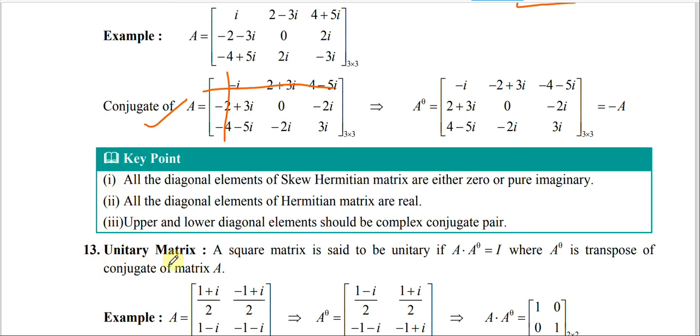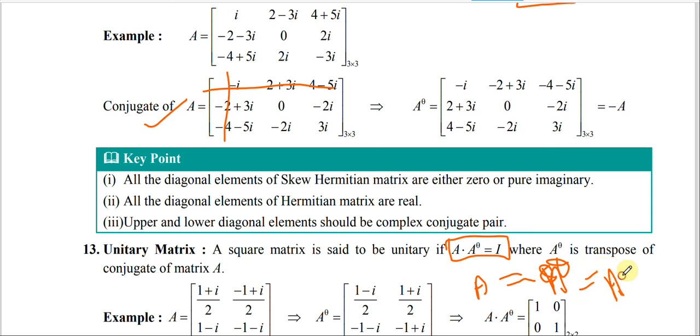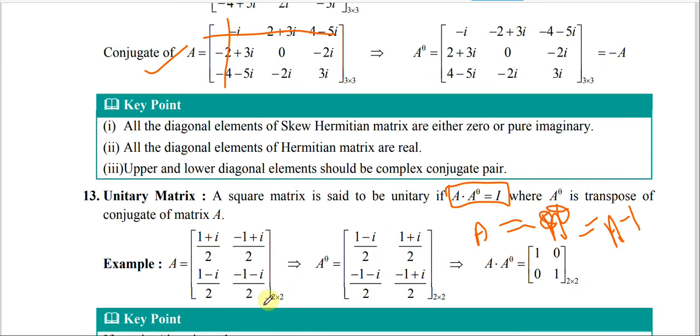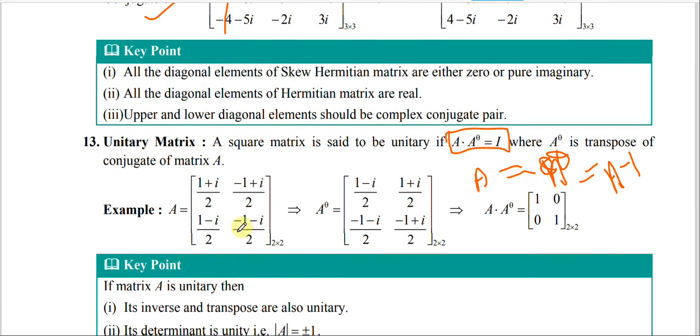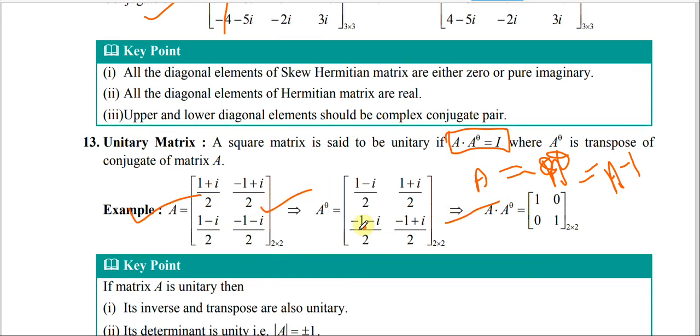One more thing is the unitary matrix. If A into A theta is I, it is the same as the orthogonal matrix: the orthogonal matrix was A into A transpose equal to I. Here for the unitary matrix, A into A theta is I. Here also A theta will be A inverse. So you can find it. This is a very easy one.